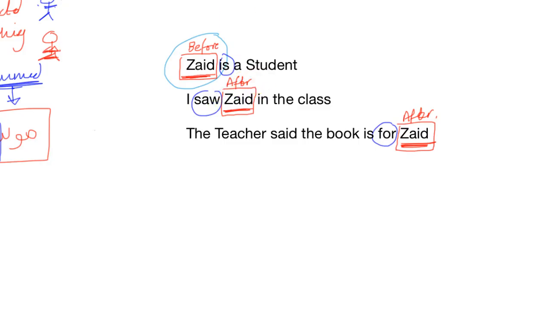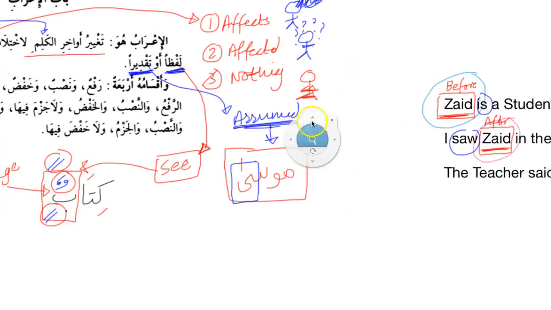Let me give it a different color. Pink. Yeah, a different type of i'rab. And over here, because it appears after for, it takes a different type. So you have to remember, depending on where a word appears in a sentence, like if it appears before is, after is, after a verb, or after for, that's going to have an influence on the vowels that are going to appear on Zaid. So I hope that's made a bit of sense.